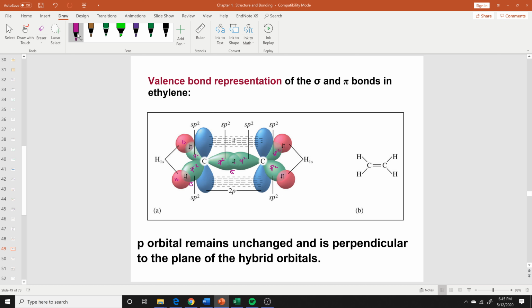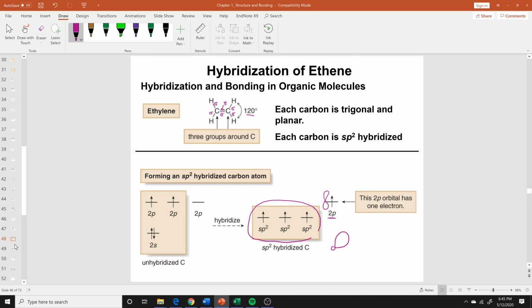Now with respect to the pi bonds, the pi bond is the overlap of the p orbitals. So this carbon is going to have a p orbital with 1 electron. Why is it 1 electron? Let me go back. Because it is 1 electron over here. Remember when we did hybridization? This electron got excited to the p orbital, but I only needed 3 orbitals to hybridize because I have 3 groups around the carbon. So I'm going to leave the p orbital non-hybridized in there.